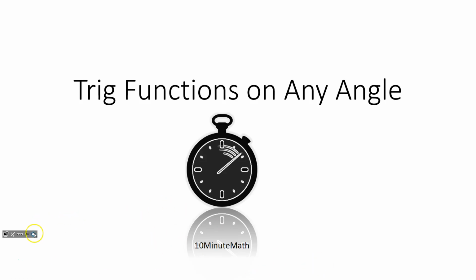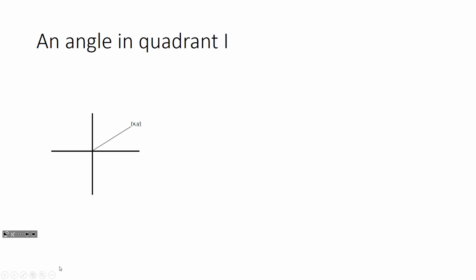Trig functions on any angle. In our study of right triangle trigonometry, we were only able to handle trig functions of acute angles, that is, angles less than 90 degrees. And we'd like to go further today so that we can handle angles which are greater than 90 degrees, also known as obtuse angles. We'll start out with an angle here in quadrant 1.